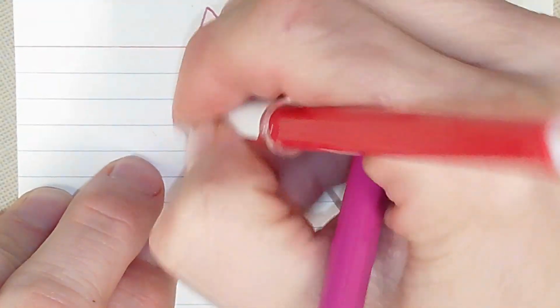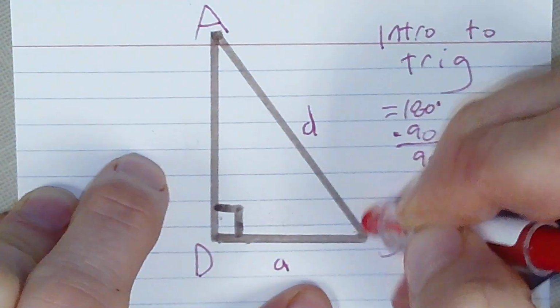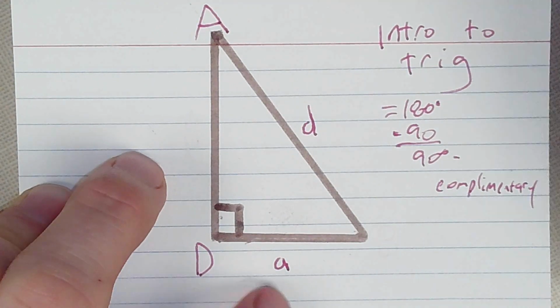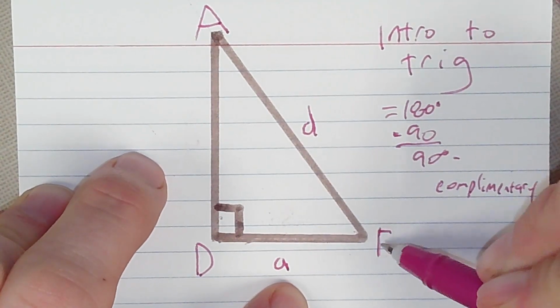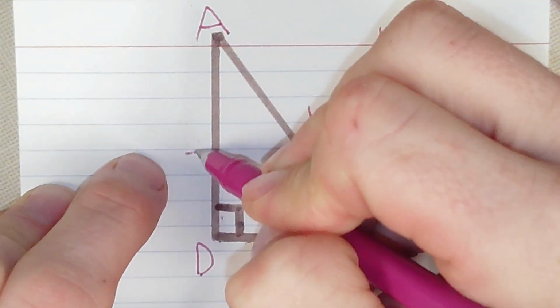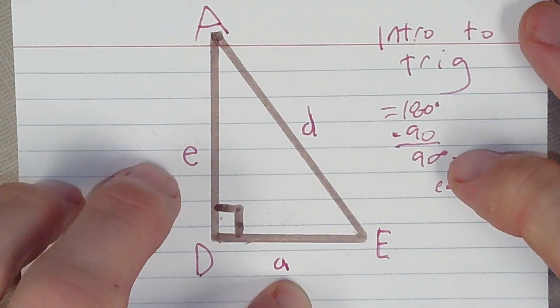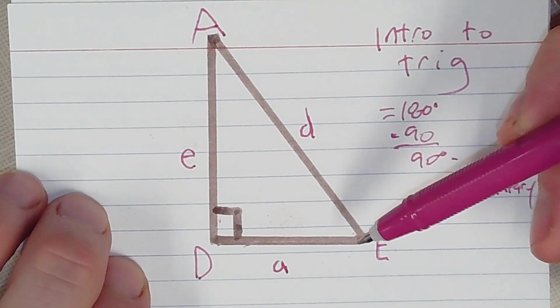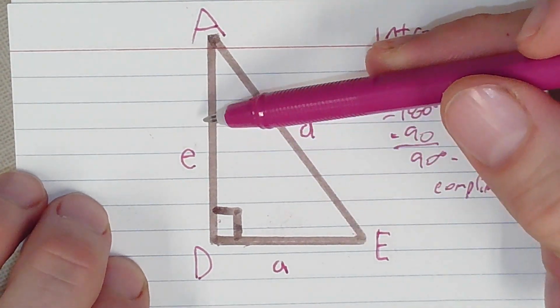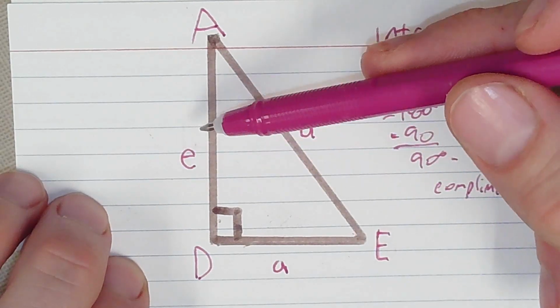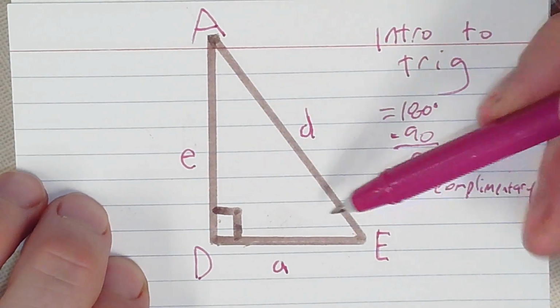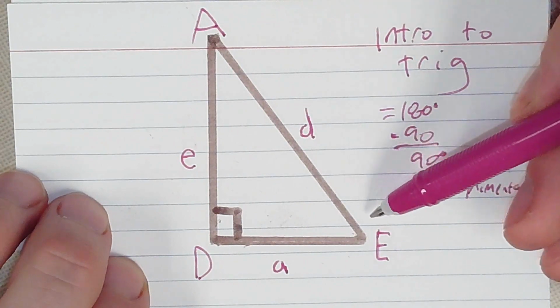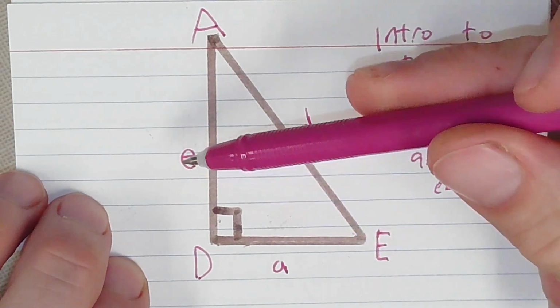You know what? I'm going to change this. I don't want it to be B. I'm going to call it something completely different. I'm going to call it E, so we don't even get B and D confused. Okay, so notice how I distinguished the line segments on the opposite side of the triangle with the same letters as the angles.